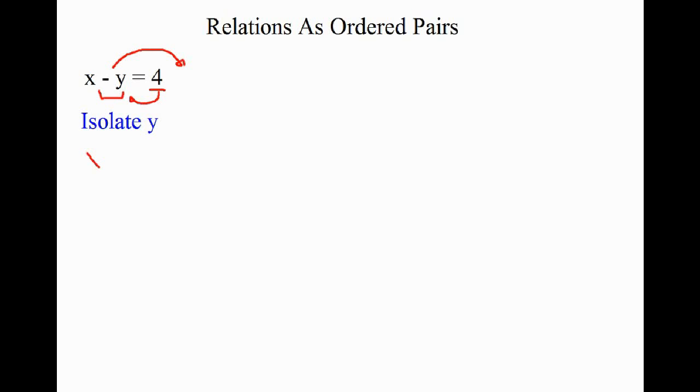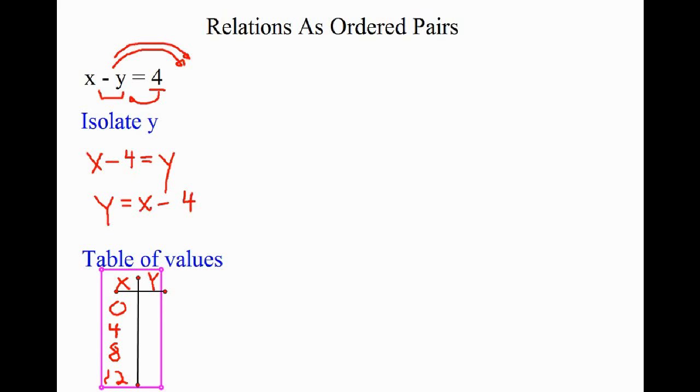So if I rewrite that equation where y is by itself, the equation looks something like this. Because I brought positive 4 over to the left-hand side, it becomes minus 4. And because I brought minus y over to this side, it becomes positive y, or just y. So there we've got y isolated. Now, if you want to, you can rewrite that equation as y equals x minus 4. It's exactly the same. x minus 4 equals y is the same as y equals x minus 4.